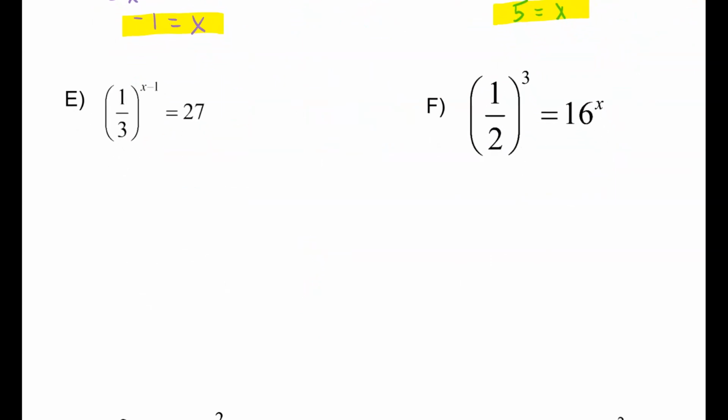What changed in E? There's a fraction. Okay. So the nice thing is, we already know what happens if we did like a to the negative 1. What is a to the negative 1? 1 over a. So that means we can go the other way around as well. What can we restate 1 over 3 as? 3 to the negative 1. So we'll change this to 3 to the negative 1. Again, all of that's being raised to the x minus 1.